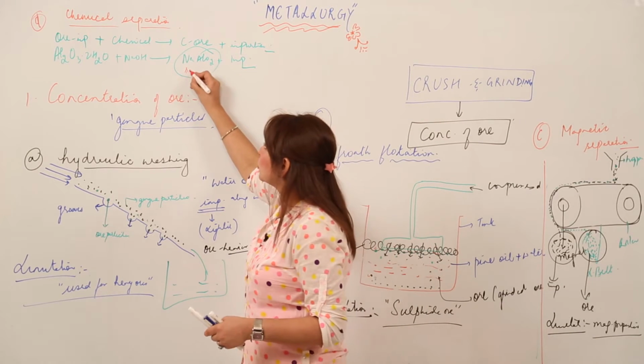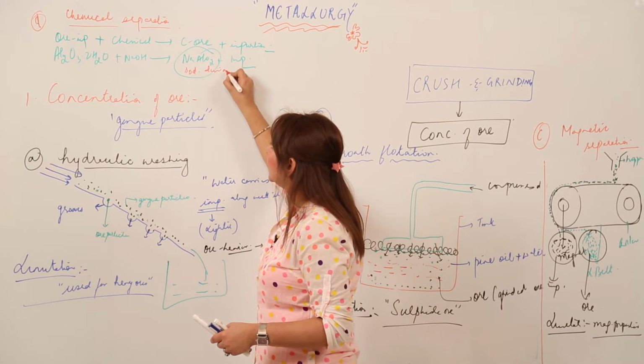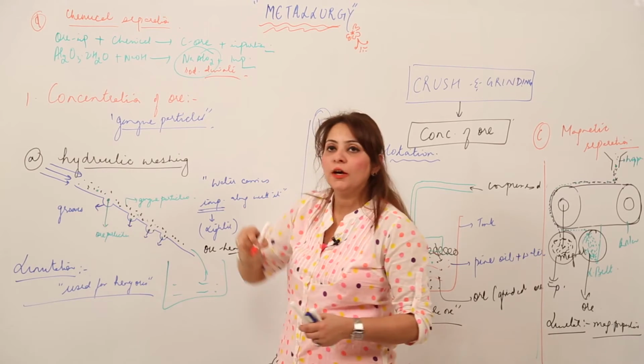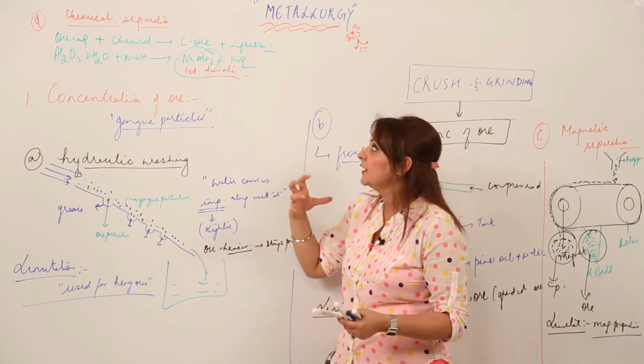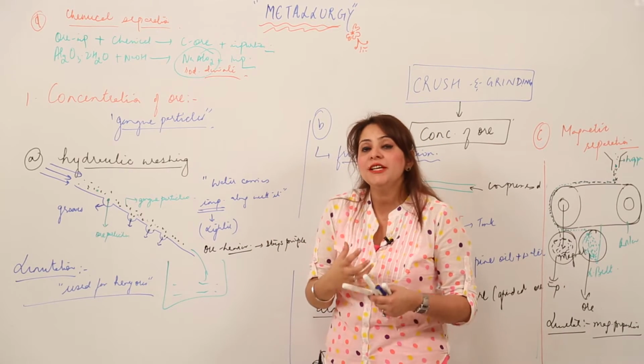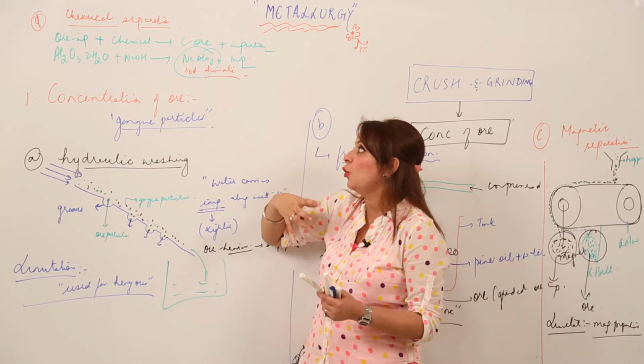So this is sodium aluminate. Right. What we'll be doing now? Now it is free from impurities, but you can say it is not the formula of our ore. Right. We need to get our concentrated ore out of it.